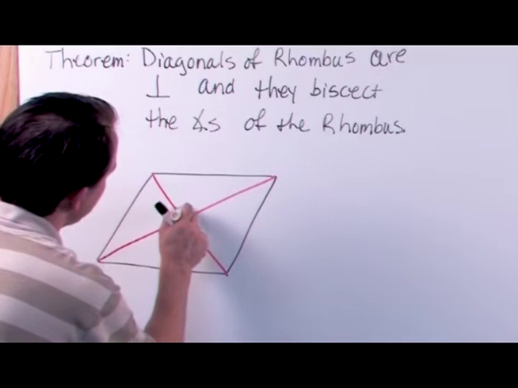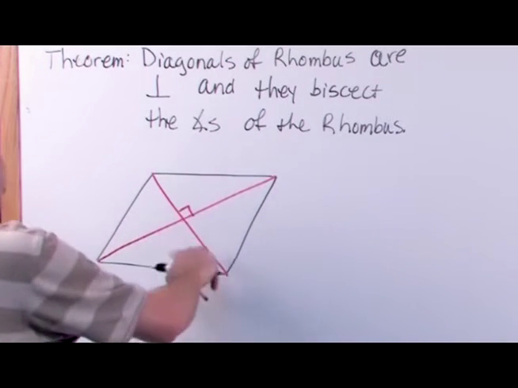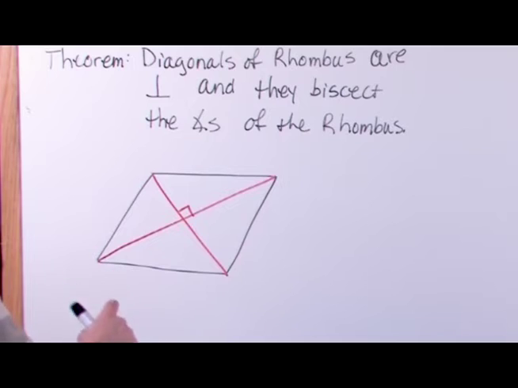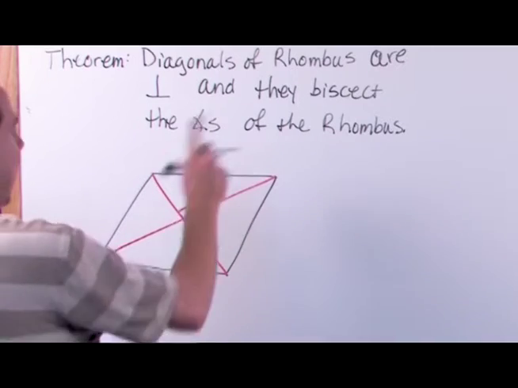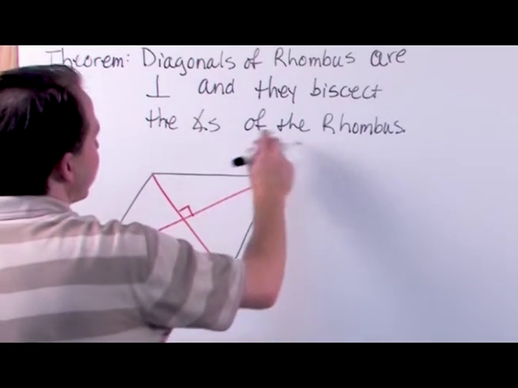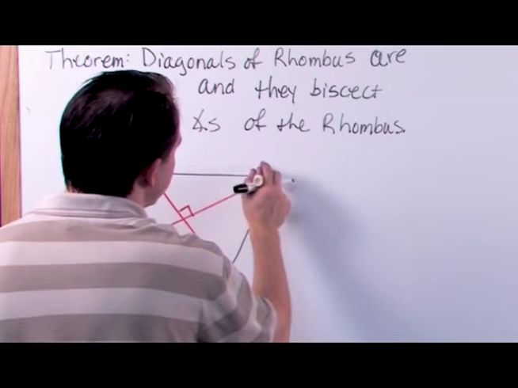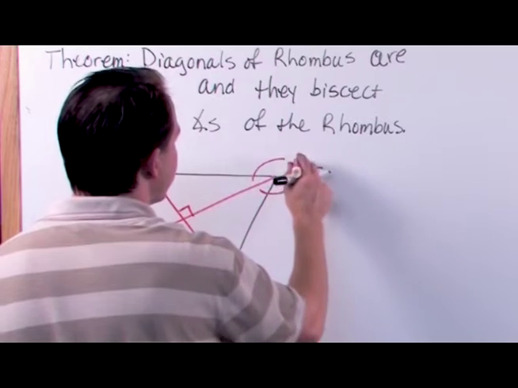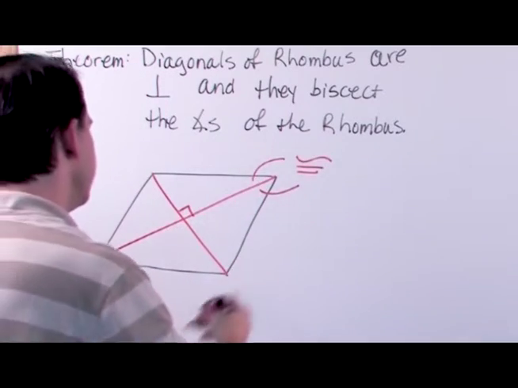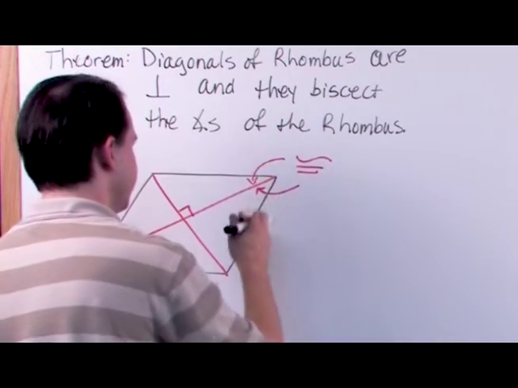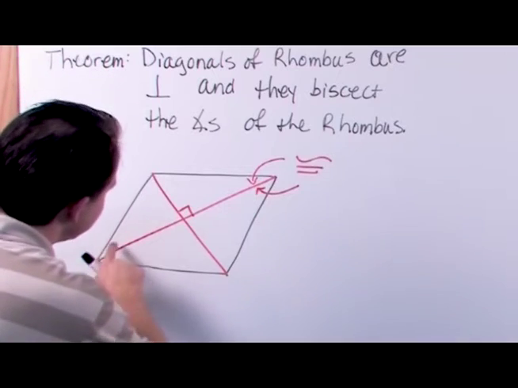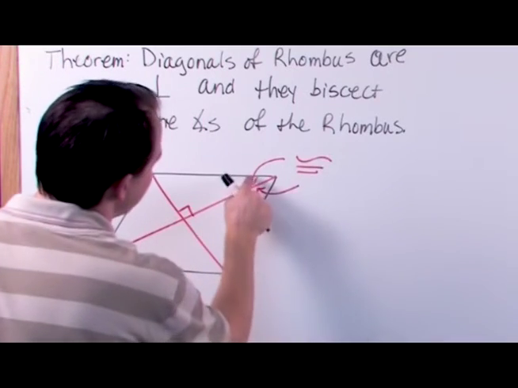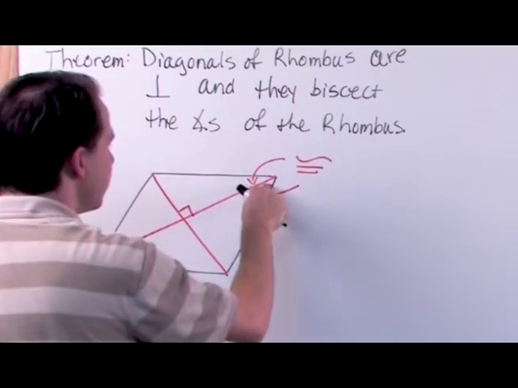All this means is that for every rhombus you draw, the angle between one line and the other is always going to be 90 degrees. That means it's perpendicular. And they bisect the angles of the rhombus. So if you look over here, these 2 angles right here are congruent to one another. So these diagonals bisect the angles. It means it cuts it in half. So this angle here is the same as this angle here.